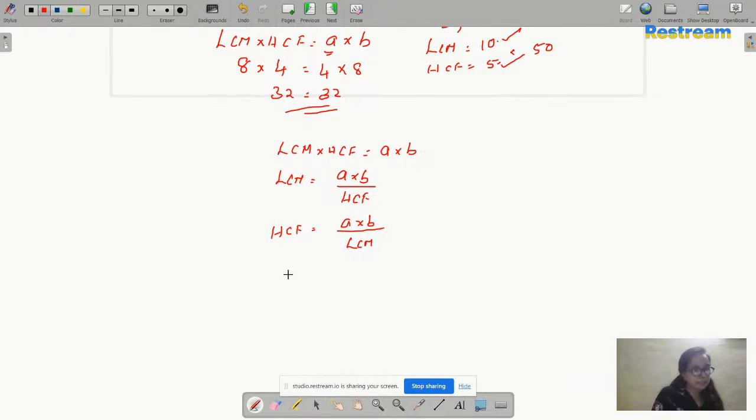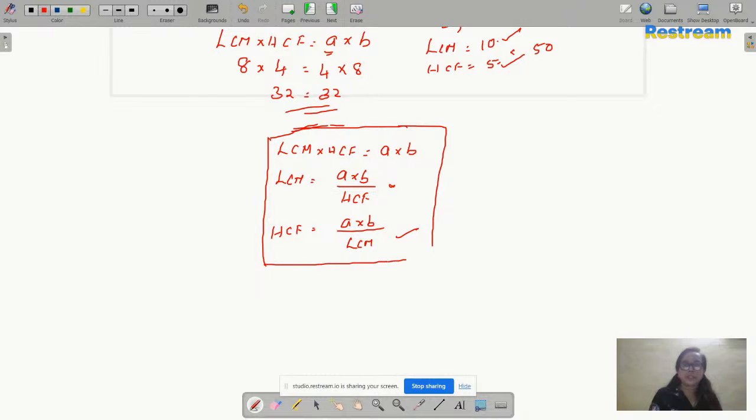So LCM into HCF. Okay? Is it clear? A into B by LCM. So these are the two formulas we have to use for LCM and HCF. Okay. Shall we see the question now? If you want, you can write it here. This is the main formula. One is the fundamental theorem of arithmetic. Another one is this formula. These are the two formulas.